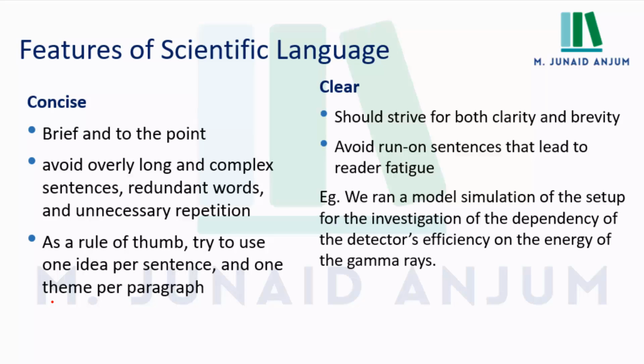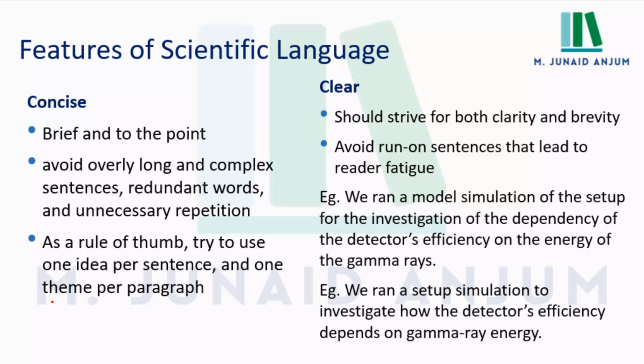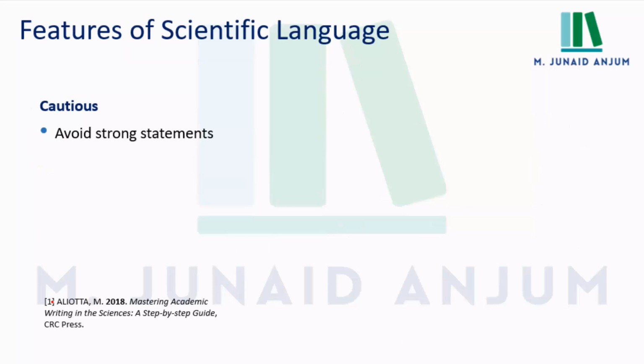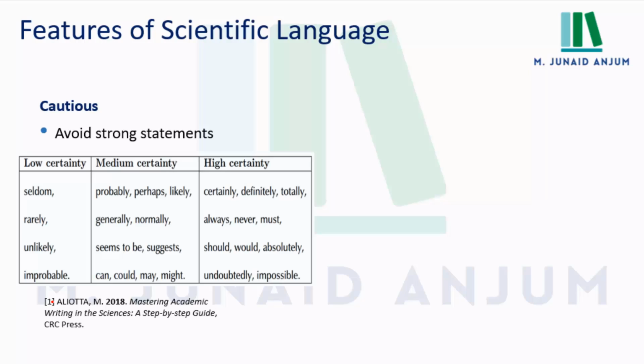For example, "we ran a model simulation of the setup for investigation of dependency of detector's efficiency on the energy of gamma rays." We can better describe this as "we ran a setup simulation to investigate how the detector's efficiency depends on gamma rays." You can see that it is providing the same information but in a much clearer way and in much shorter length.